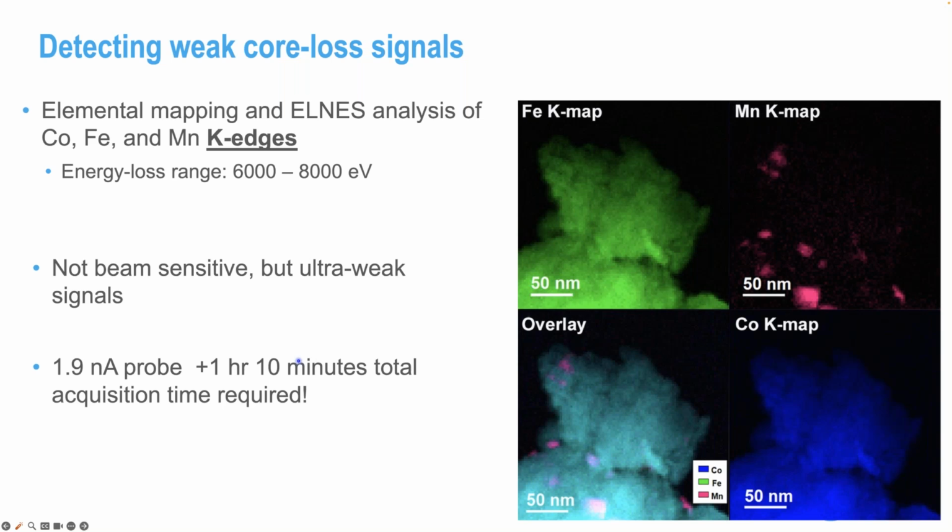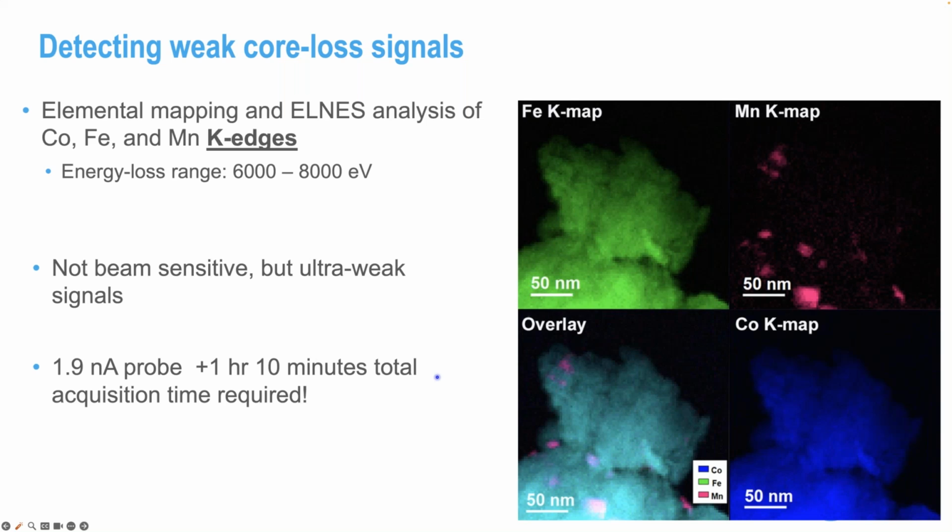Just to give you the context of that statement, this experiment was done with a 1.9 nanoamp probe, so incredibly high probe current, and still the total acquisition time was over an hour, so 1 hour and 10 minutes. If we were to calculate the dose here, the zeros probably wouldn't fit on the screen if we compared it to the previous cryo-EM example. But for a non-beam sensitive sample, that is less of an issue. Okay, so super long exposure time.